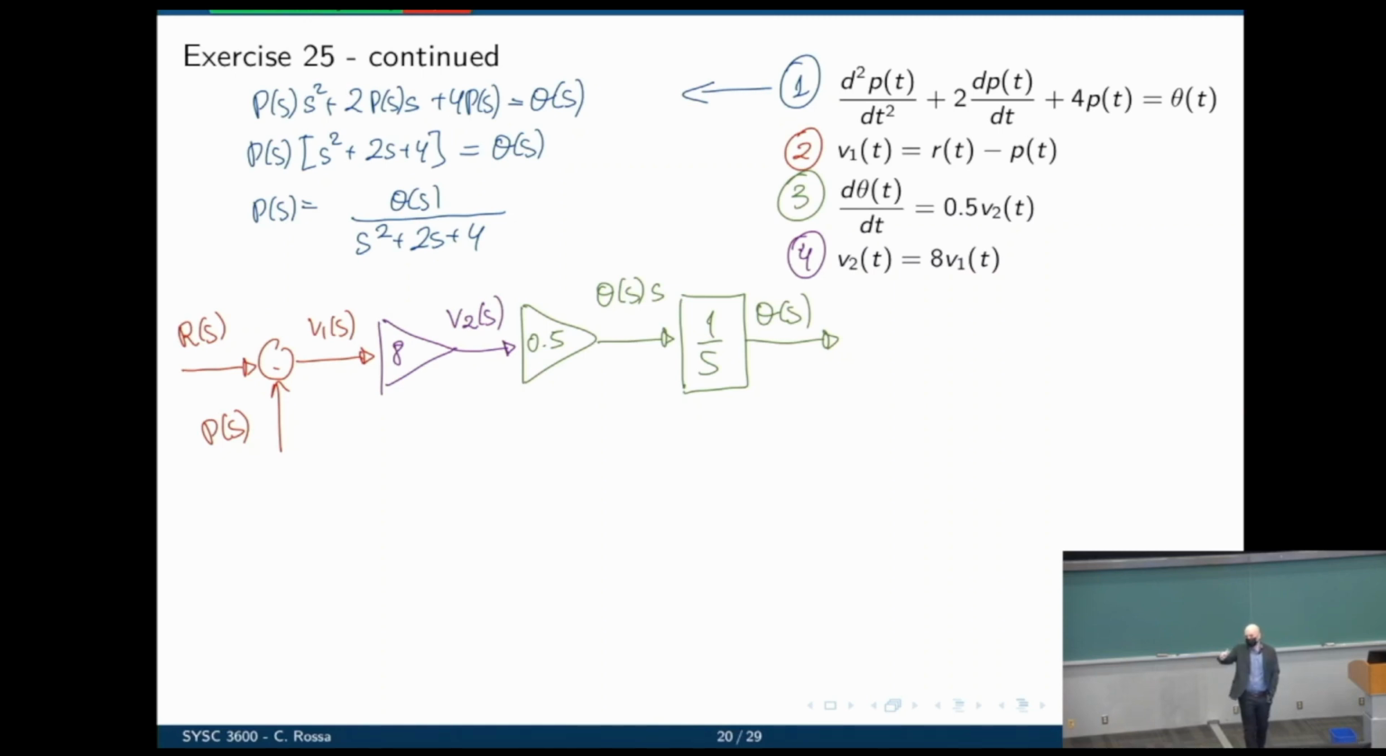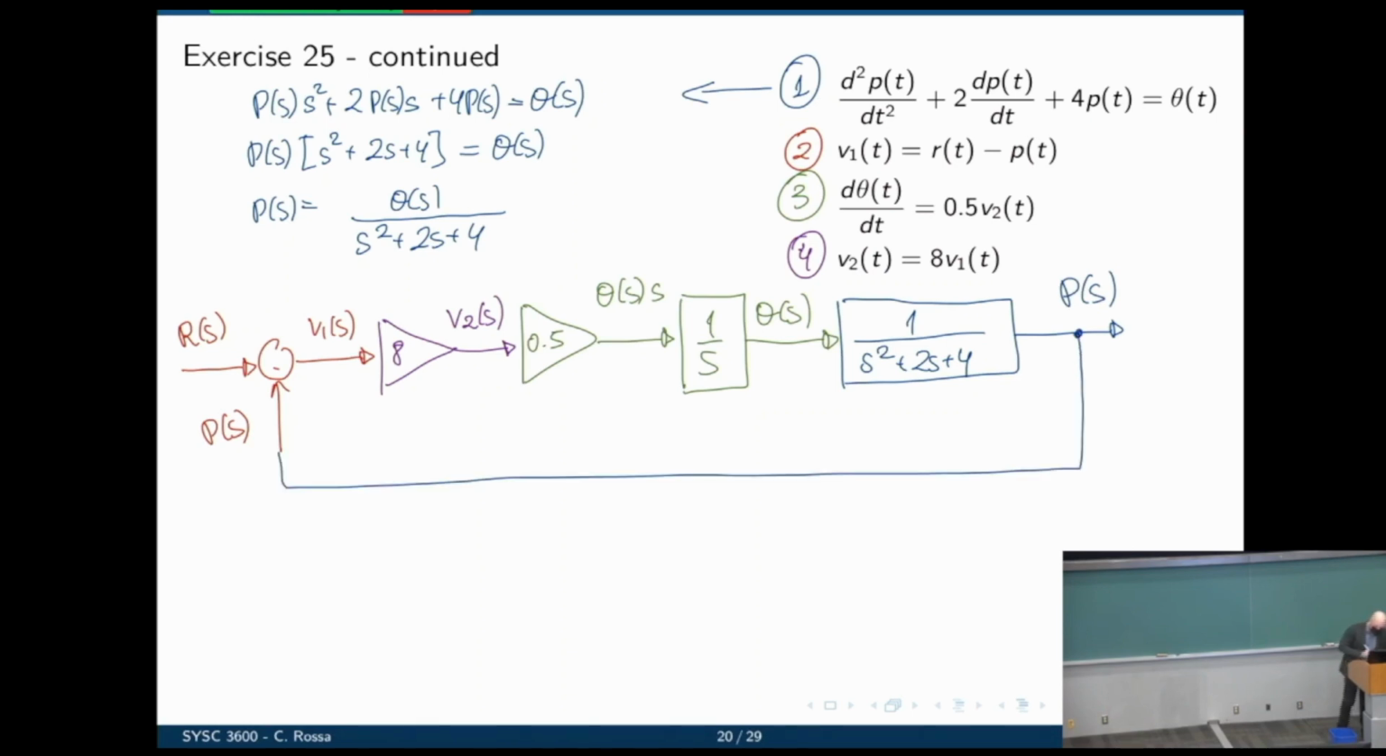Exactly. So do the transfer function first, and then the feedback loop. Yeah. So if we have theta of s there, if we divide theta of s by s squared plus 2s plus 4, the result is P of s. And now we can close the loop.